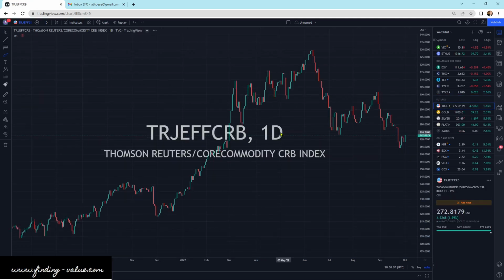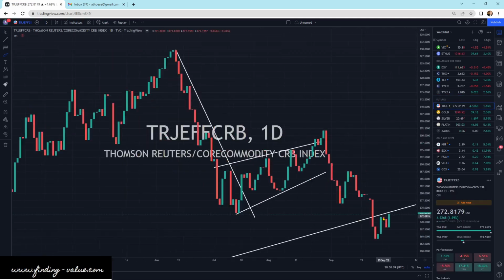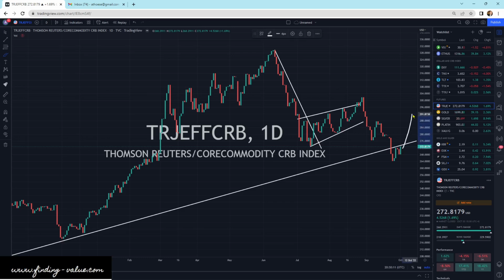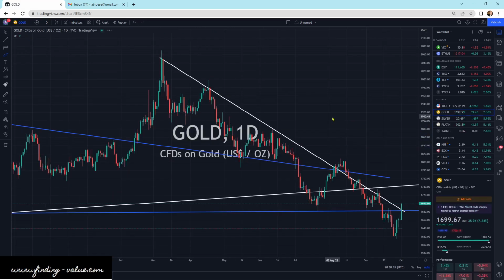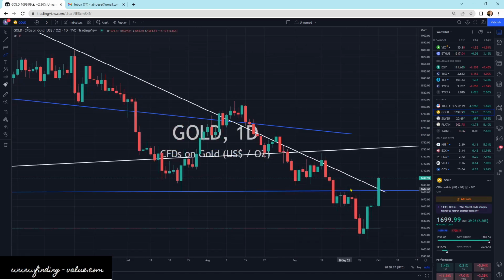I'm going to go to the CRB index first. CRB index also heading higher. We're at that support line. Hopefully we can get some buying pressure and break on higher here. But looking at gold, we had a very nice bounce in gold today. We broke above its support resistance line. So that resistance line coming up, support coming down.